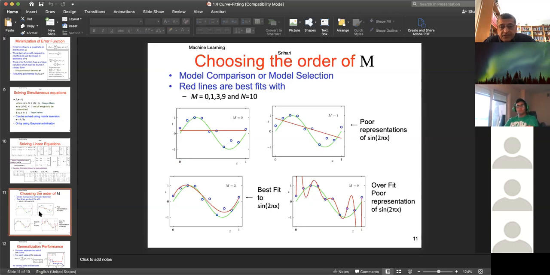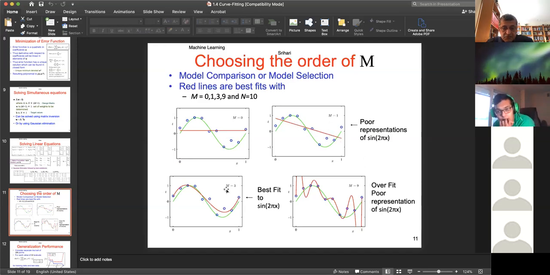And here we have the order of m, choosing the order of m. If we choose m equal to 0, then we'd be fitting this red straight line to this set of points. It's a straight line, it's not even tilted. If you choose m equal to 1, this would be w naught plus w1x. You can get a red line like this. And you just need to choose the parameters w naught and w1 to specify this red line.